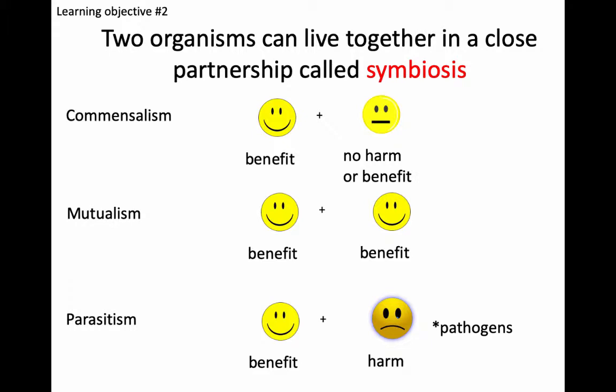In cases of disease, when a human has a microbial infection, the microbe is benefiting by living in or on the human, and the human is being harmed. So microorganisms that cause disease are called pathogens, and the relationship they have with their human host is a parasitic one.